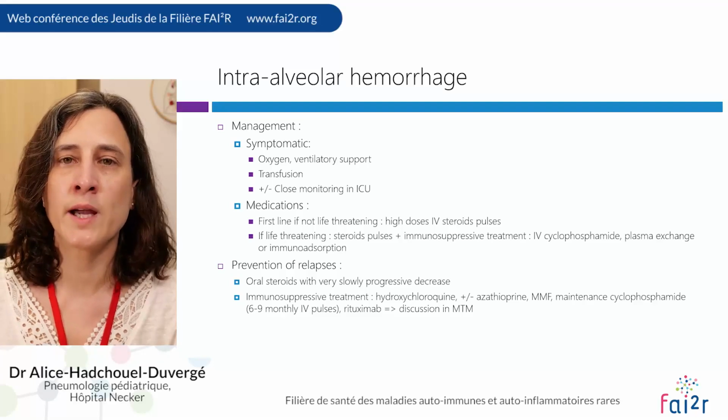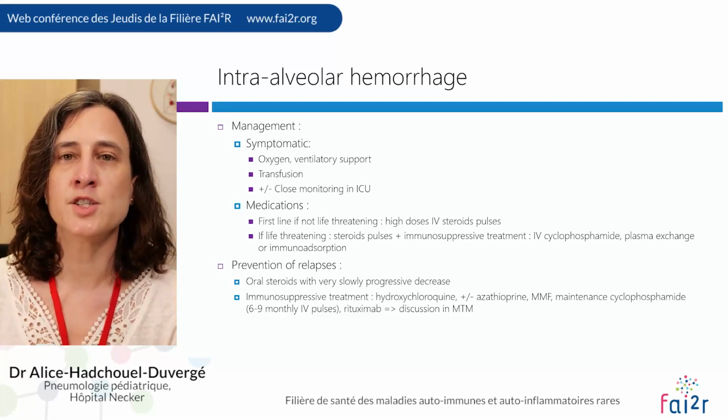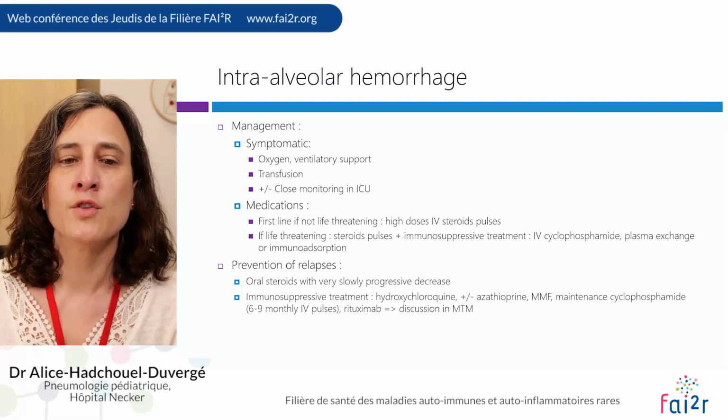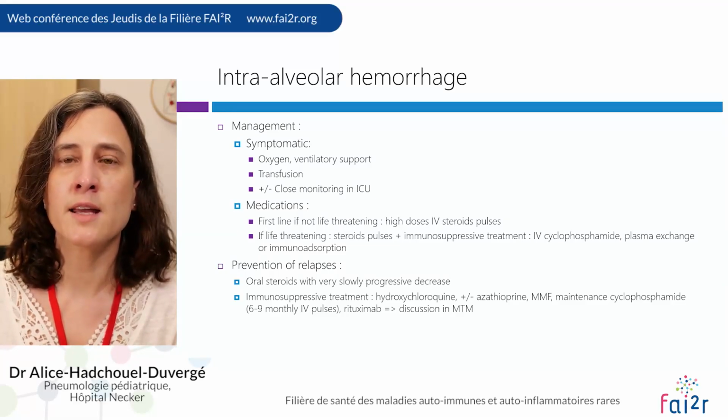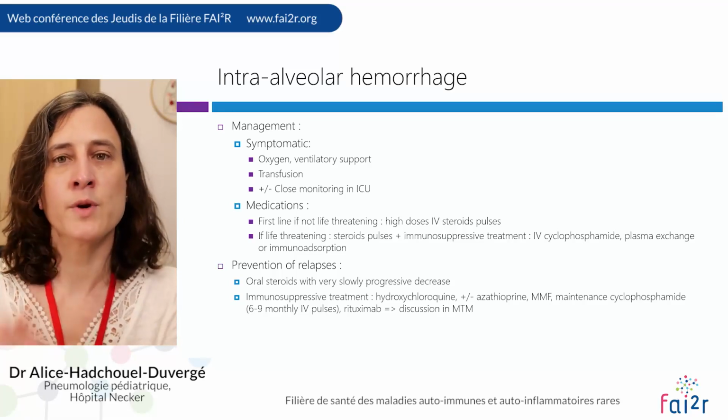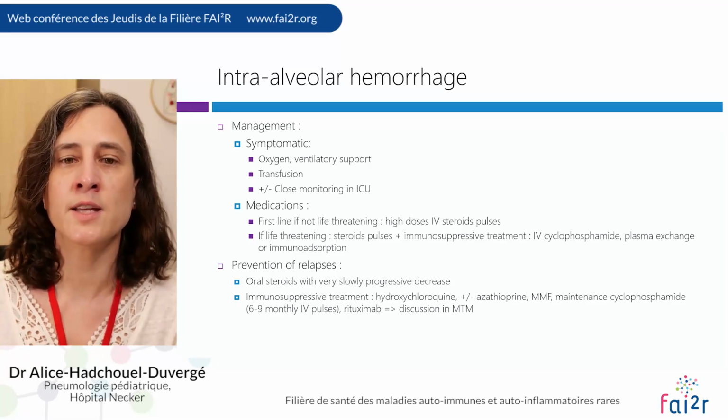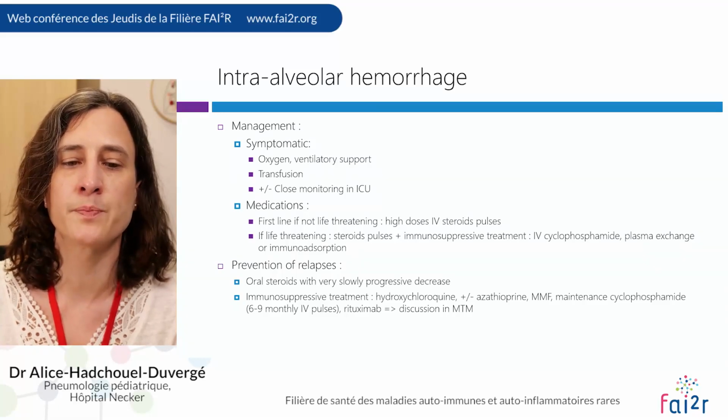Regarding intra-alveolar hemorrhage, which is a life-threatening complication of systemic lupus erythematosus, the first treatment is symptomatic with oxygen and ventilatory support when needed, transfusion if needed, and close monitoring in the intensive care unit. The first-line medications are high-dose IV steroid pulses, and if the intra-alveolar hemorrhage is life-threatening, IV high-dose steroids must be associated with other immunosuppressive treatment, preferentially cyclophosphamide or plasma exchange.